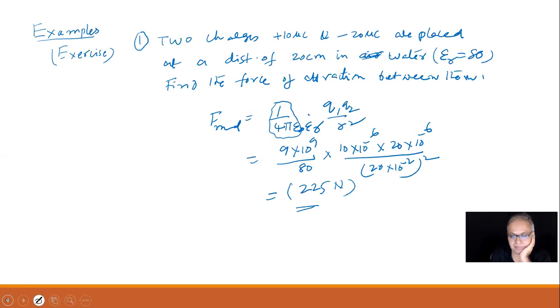2. A charge. Sir, once could you keep previous page, sir? Yeah. Okay, sir.